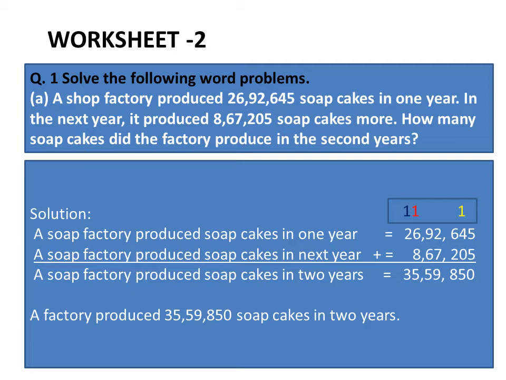Then add the digit of lakh place. 1 plus 6 plus 8 is equal to 15. So 5 we will write in lakh place and carry 1 to the 10 lakh place. Then add the digit of 10 lakh place. 2 plus 1 is equal to 3. So the answer is 35,59,850. Then we will write the last statement. A factory produced 35,59,850 soap cakes in 2 years.